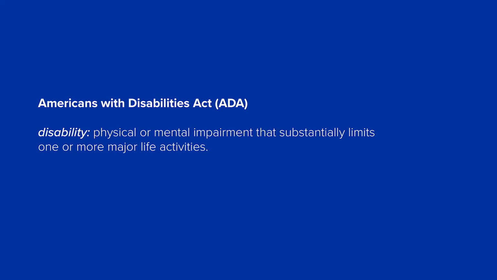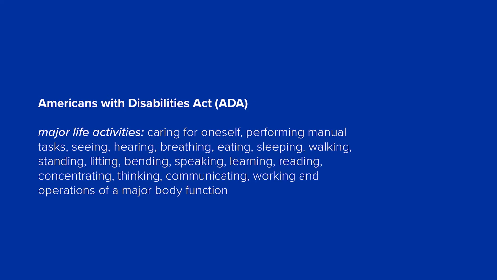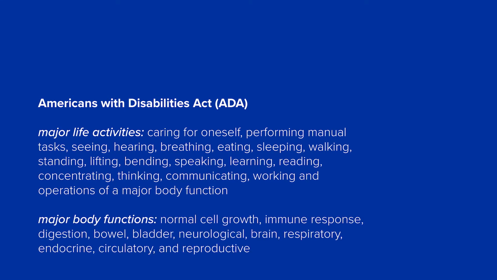Now, under the ADA, major life activities cover a lot of areas, and those include caring for oneself, performing manual tasks, seeing, hearing, breathing, eating, sleeping, walking, standing, lifting, bending, speaking, learning, reading, concentrating, thinking, communicating, working, and operations of a major bodily function. Now, bodily functions include normal cell growth, immune response, digestion, bowel and bladder, neurologic, brain, respiratory, endocrine, circulatory, and reproductive functions. So I think you can certainly see here that major life activities really are intended to reflect a broad array of domains.